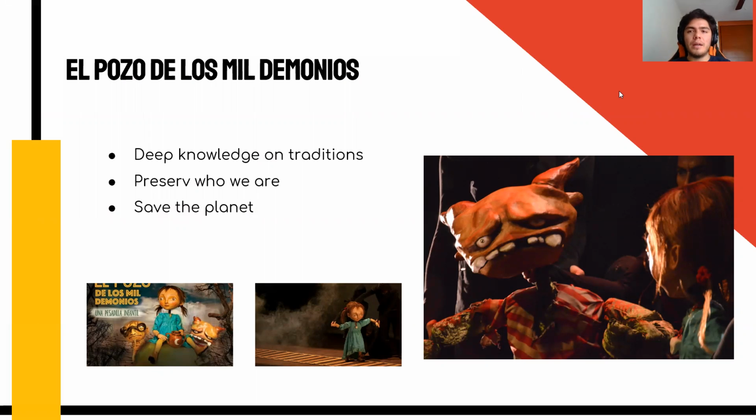Later we saw a theater play, not a movie, called El Paso de los Mil Demonios. I think that was really new for me because I don't watch a lot of theater plays, and the style they used was mostly puppets and projections in the background. It had a lot of meaning for me because it reminds me of northern traditions, and I'm from the north. It also had meanings that I investigated later: save the planet and nature, conserve our traditions, keep moving on with life, and never give up.